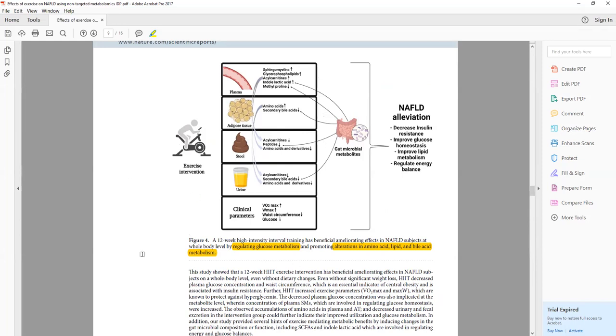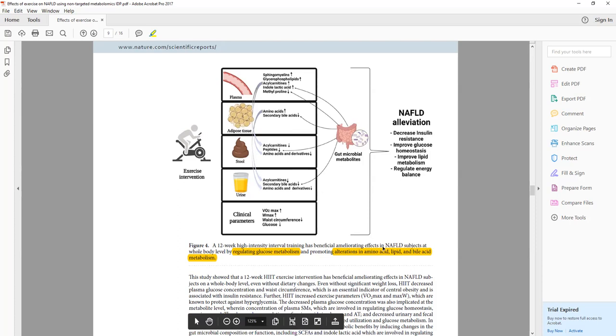So they had a lot of explanations at the end, and they say this is a summary of what they got. Exercise intervention will increase and decrease all of these things, and it will decrease insulin resistance, improve glucose, improve lipid, regulate energy balance. That will depend, the discussion will depend on what you actually studied.